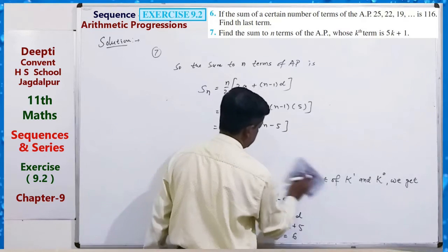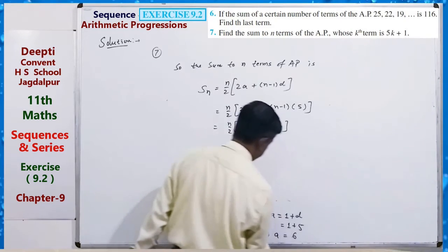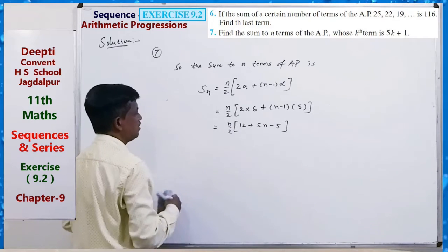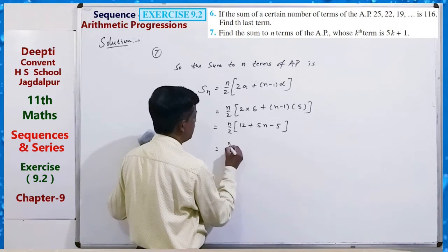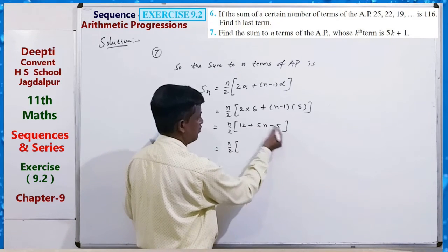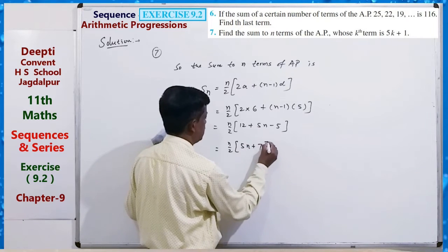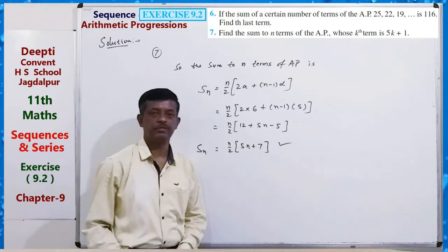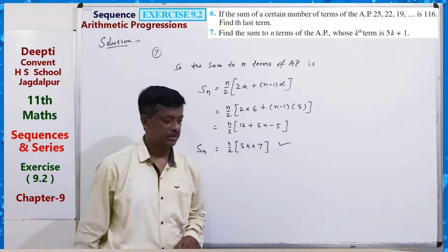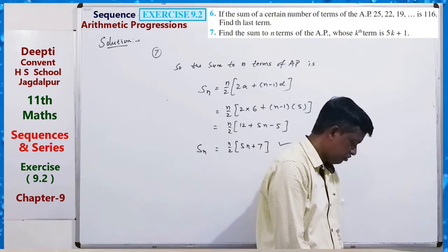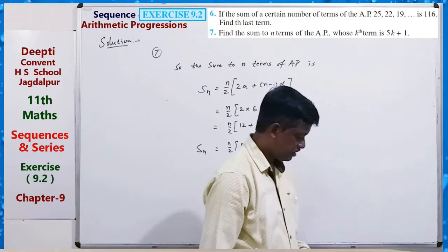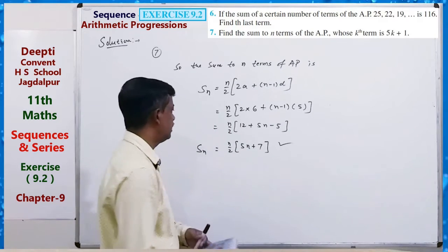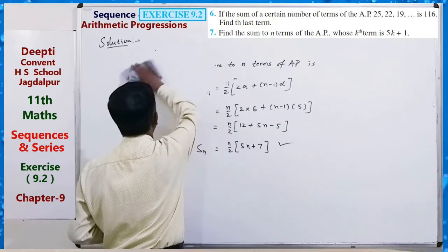Now this is the value of Sn, the sum to n terms. So here we can find the value of Sn in terms of n. So n by 2, 12 minus 5 is 7, so 5n plus 7. So Sn is n by 2 into (5n plus 7). Clear? So in this way you can solve 5, 6, 7 and 8, the same type of questions. Here also you can find a and d and then get the result.